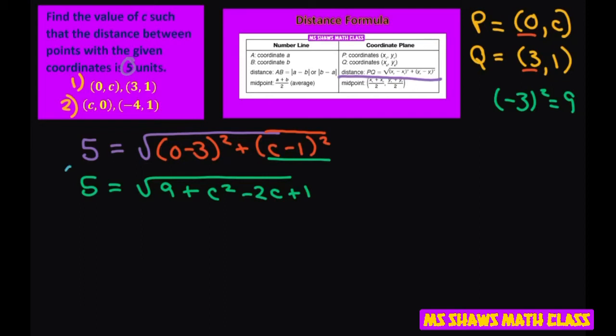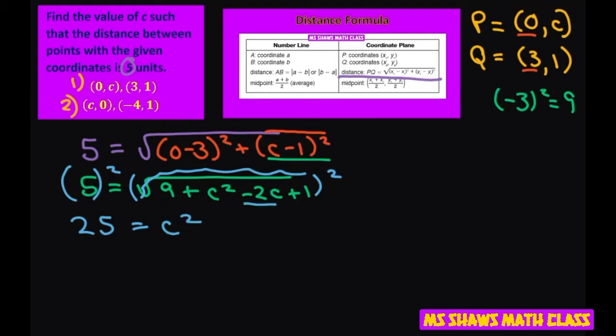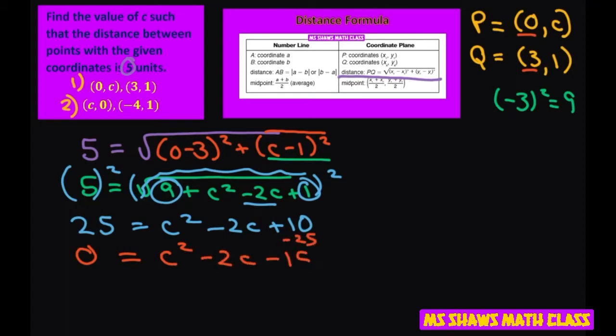Now what I want to do is square both sides. This is going to be 25 equals, now this radical goes away, and I'm going to get c squared minus 2c. Go ahead and add the constants, that equals plus 10. Now let's subtract 25 from both sides. So you get c squared minus 2c, and then you're subtracting 25, minus 15. Factoring is going to give you (c plus 3) times (c minus 5).